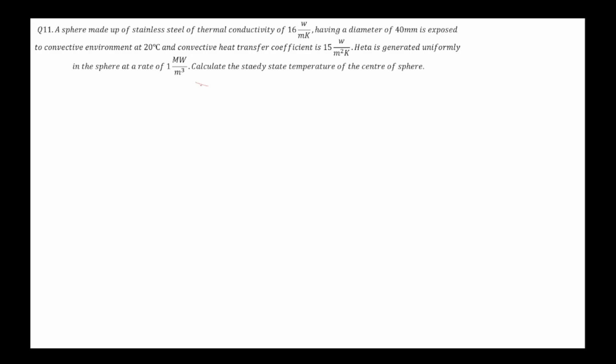This is also an important question, and the same type of question GATE 2019 had asked, IIT Madras, I think. A sphere made up of stainless steel of thermal conductivity 16, having a diameter of 40 mm, is exposed to an environment of 20 degrees Celsius, with convective heat transfer coefficient h equal to 15 watt per meter square Kelvin. Heat is generated uniformly at 1 megawatt per meter cube. Calculate the steady state temperature at the center of the sphere.